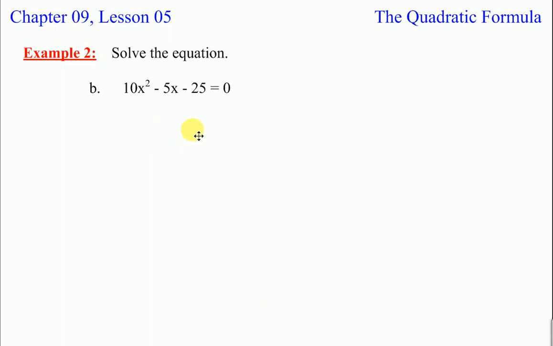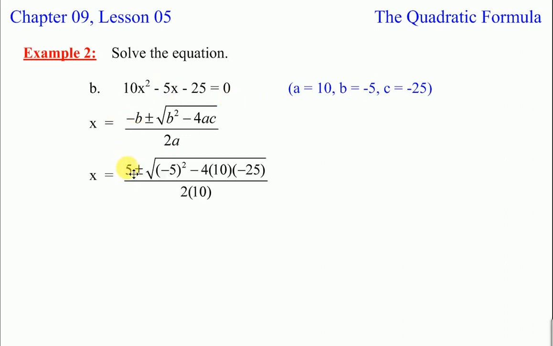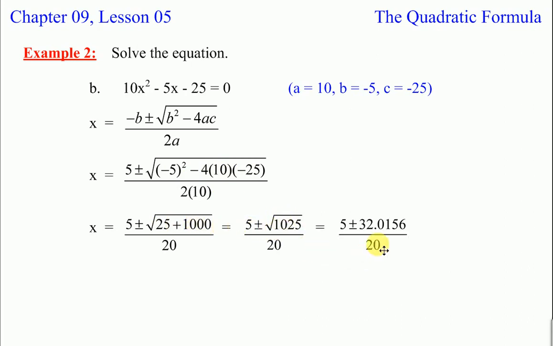Alright, one more example. Looking at this, we have A is 10, B is negative 5, and C is negative 25. Now negative B is going to be negative negative 5, so we have positive 5. And then negative 5 squared, and here we have A and C. Simplify under the square root, add it together, and then find the square root of this. And sometimes we don't come out with a whole number. Sometimes you're going to get a decimal, and we're going to have to estimate.